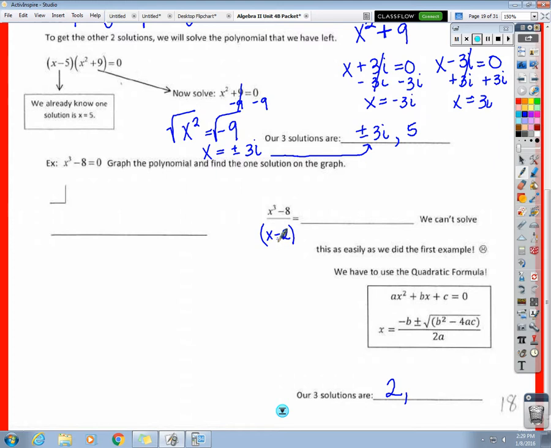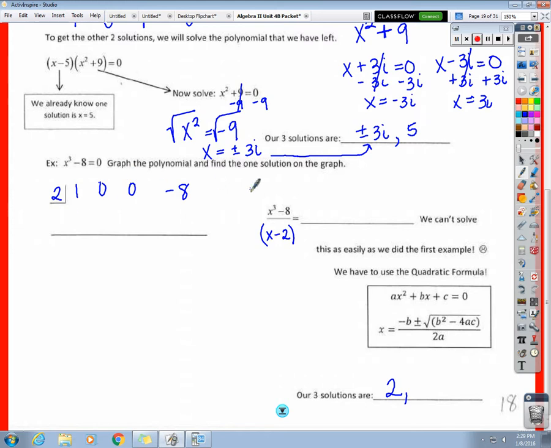So when we're doing synthetic division, what goes in the box? 2. What would go across here? 0, 0, negative 8. Oh, because it's missing the x squared, and it's missing the x to the first. It jumped straight from the cube term to the constant. So we're missing 2 terms.